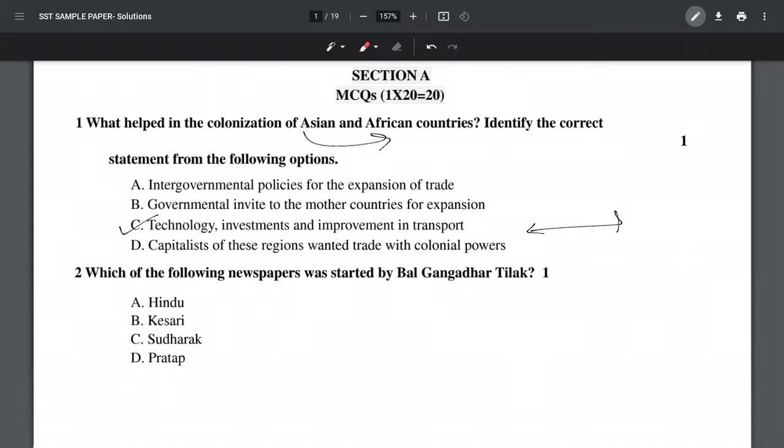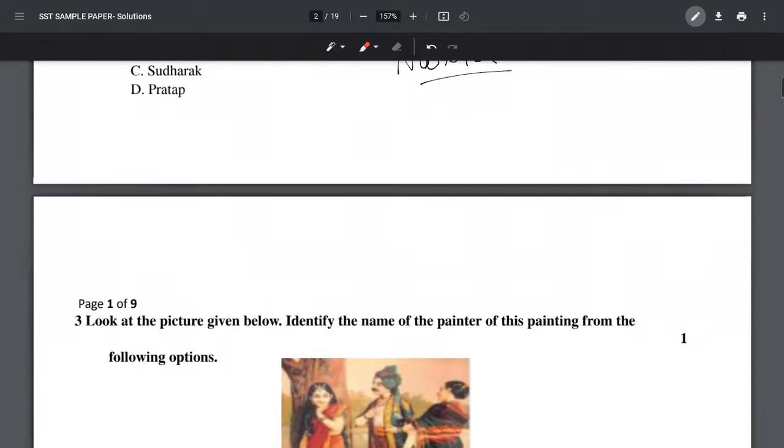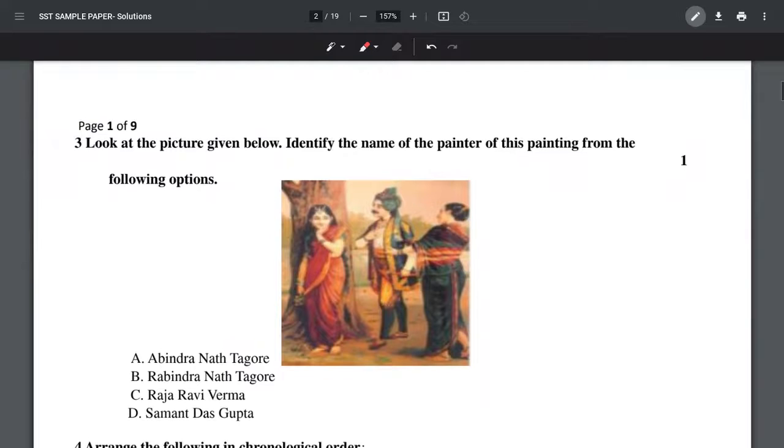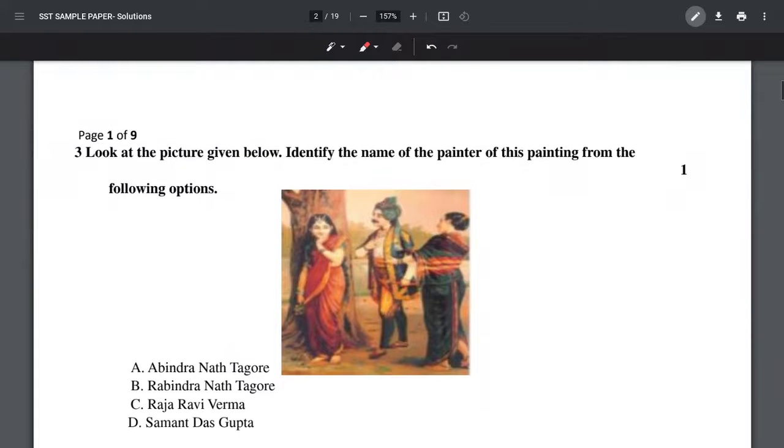Next question, a very straightforward question: which of the following newspapers was started by Bal Gangadhar Tilak? You have already studied this in your nationalism chapter. You have even studied it in grade 8, isn't it? That is nothing but Kesari. So Kesari was the newspaper started by Bal Gangadhar Tilak. Direct question.